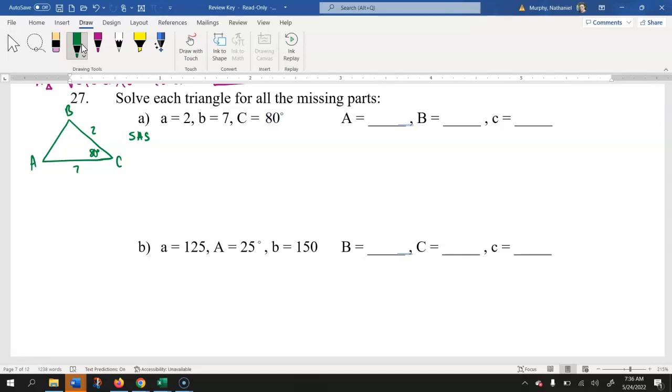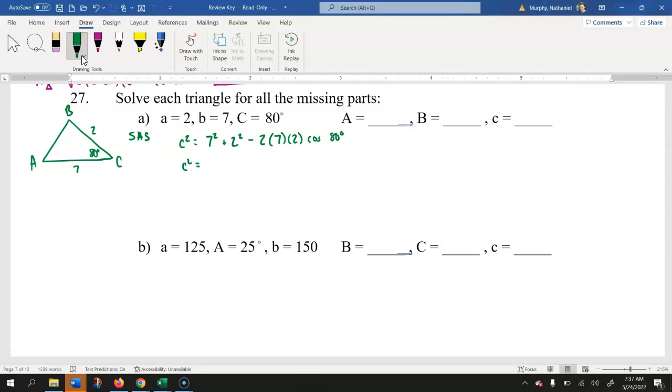So if it's side angle side, this is where we're going to use the law of cosines. So the law of cosines, you want to look up that formula if you forgot it, but the way that we're going to set it up would be taking the side opposite the angle that we know, which is side C. So C squared equals the other two sides squared added together, so 7 squared plus 2 squared. And then it's minus 2 times those same two sides times the cosine of the angle, the cosine of 80 degrees.